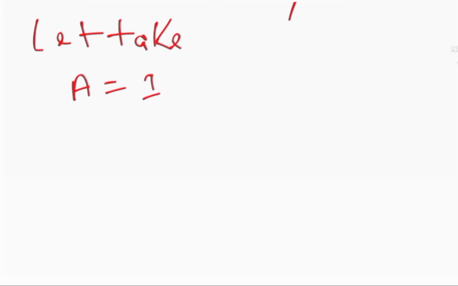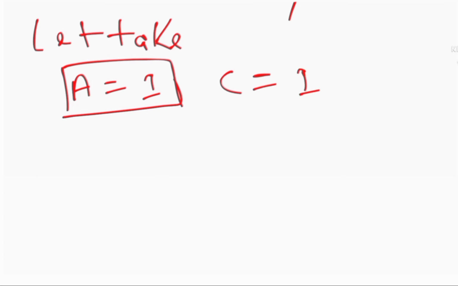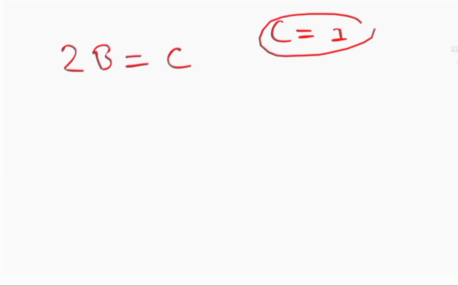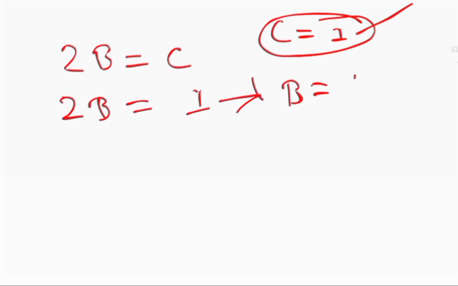Now let's take A equal to 1. In all cases we have to take A equal to 1. Then we will get C also equal to 1 from equation 1, and from equation 2 we have 2B equal to C. So C has come 1 from above, so we write here 2B equal to 1. Then we will get B equal to 1 by 2.